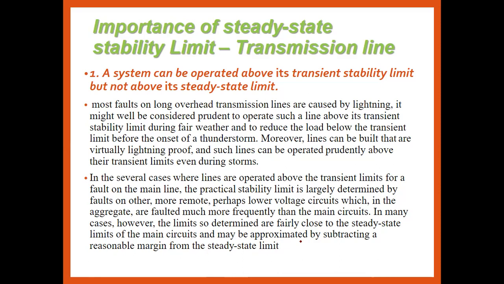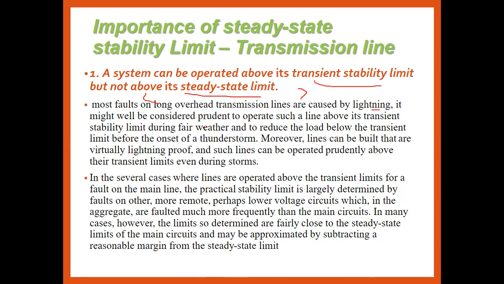Meaning what? The system should be operated above its transient but below its steady state limit. If the system is to be kept stable, the system should be operated above the transient stability and below the steady state stability limit. Just take one consideration of the overhead transmission line, where most of the faults occur, caused by lightning.